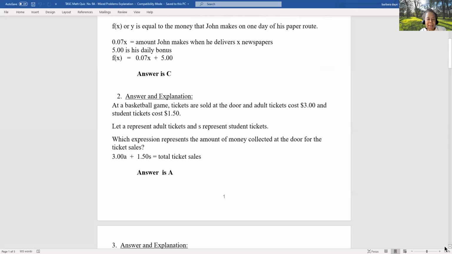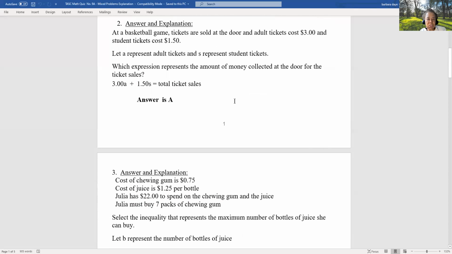Number 2, we have a basketball game. Tickets are sold at the door. An adult ticket costs $5. A student ticket costs $1.50. Now, we will let A represent the adult tickets and S represent the student tickets. And we'll define the expression that represents the amount of money collected at the door for the ticket sales.